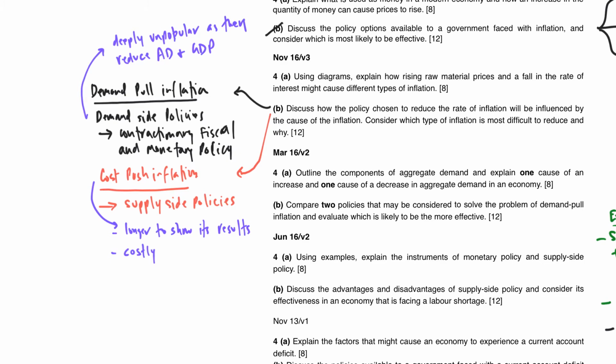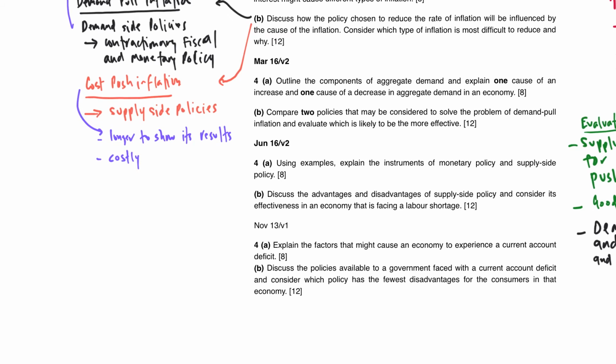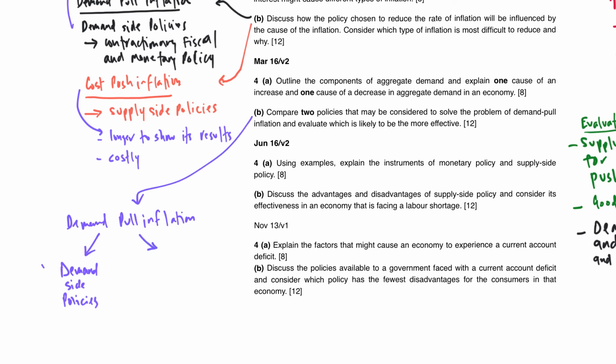So let's do March 16 variant 2. It says: compare policies that may be considered to solve the problem of demand pull inflation, and evaluate which is likely to be more effective. So in this question again we can talk about how, when you look at demand pull inflation, we can use both demand side policies, and we can also use supply side policies to solve the problem of demand pull inflation.